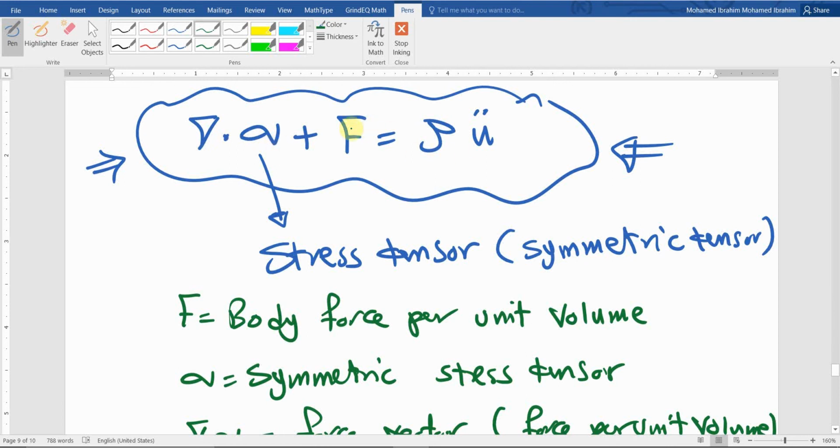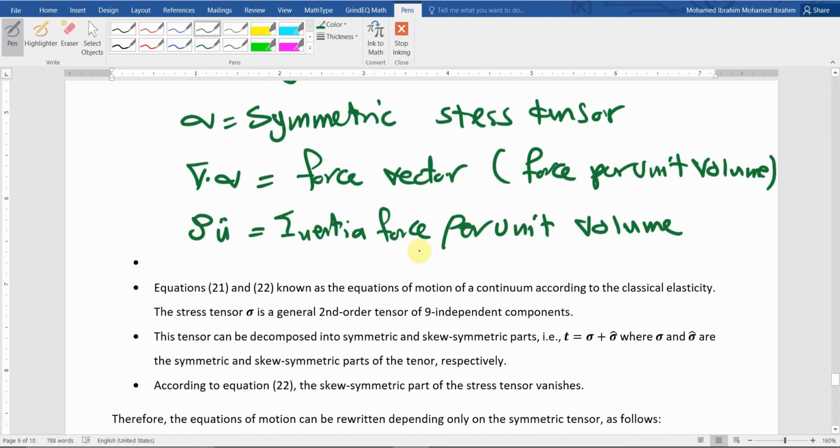If we decided to write this equation in explicit form, in the x direction, y direction or z direction, since these are vectors, each of them has 3 components, right? So we should have one equation for ux, one equation for uy, one equation for uz. So we're going to end up with 3 equations. Let us write these 3 equations first.